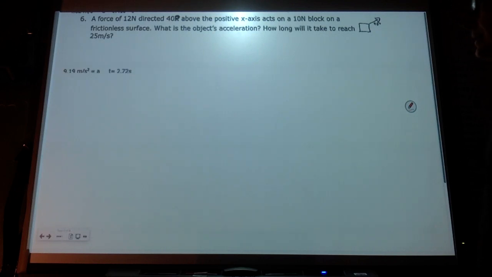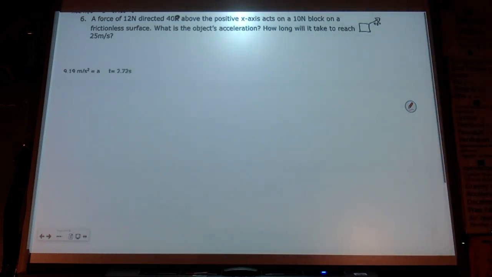All right, number 6, a force of 12 newtons directed 40 degrees above the positive x-axis acts on a 10-newton block on a frictionless surface. What is the object's acceleration? How long would it take to reach 25 meters per second?